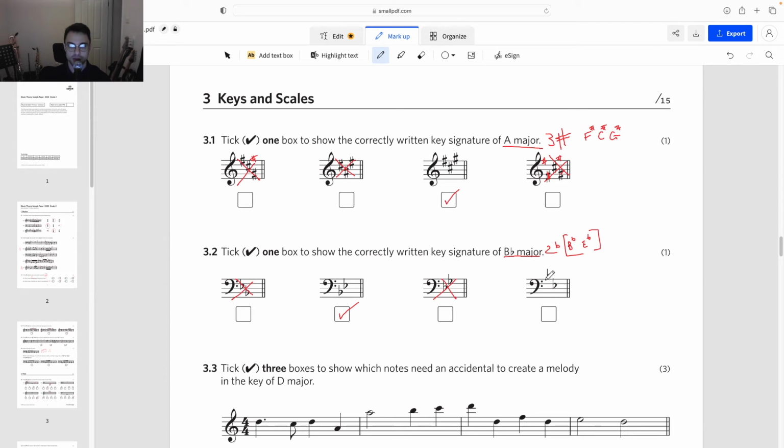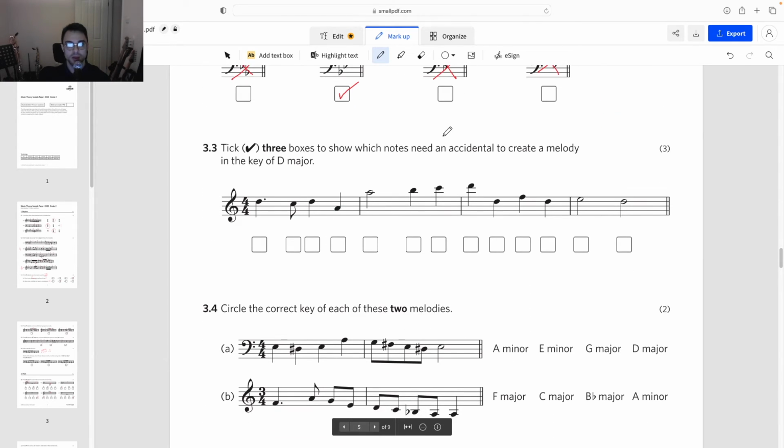It's not that answer. And this one, B flat, E flat, well, it's got the correct notes in the correct order, but this B flat is written in the wrong octave. It needs to be written down over there in that octave. So it's not that answer. We've already got the right answer. It's that one. Okay, moving on.